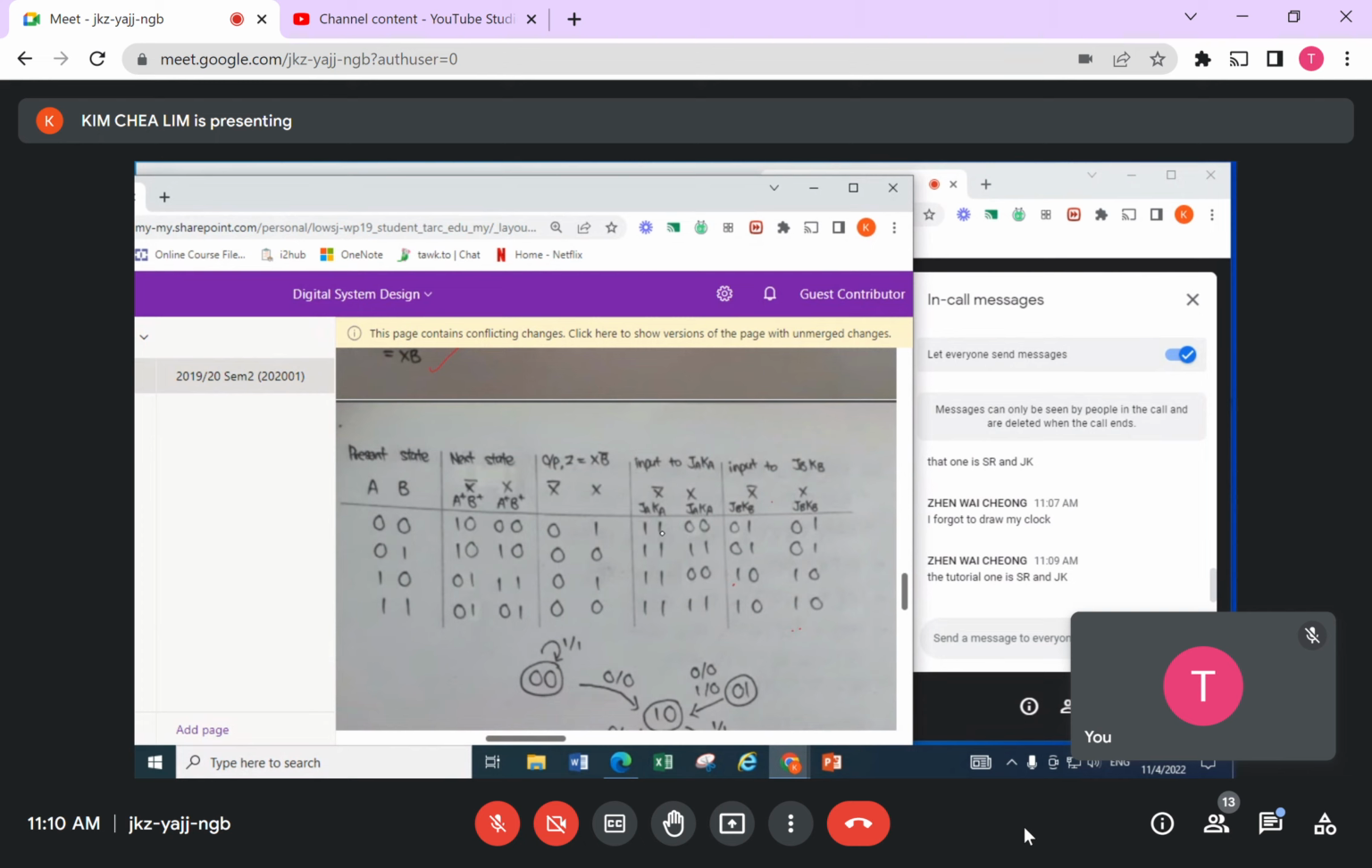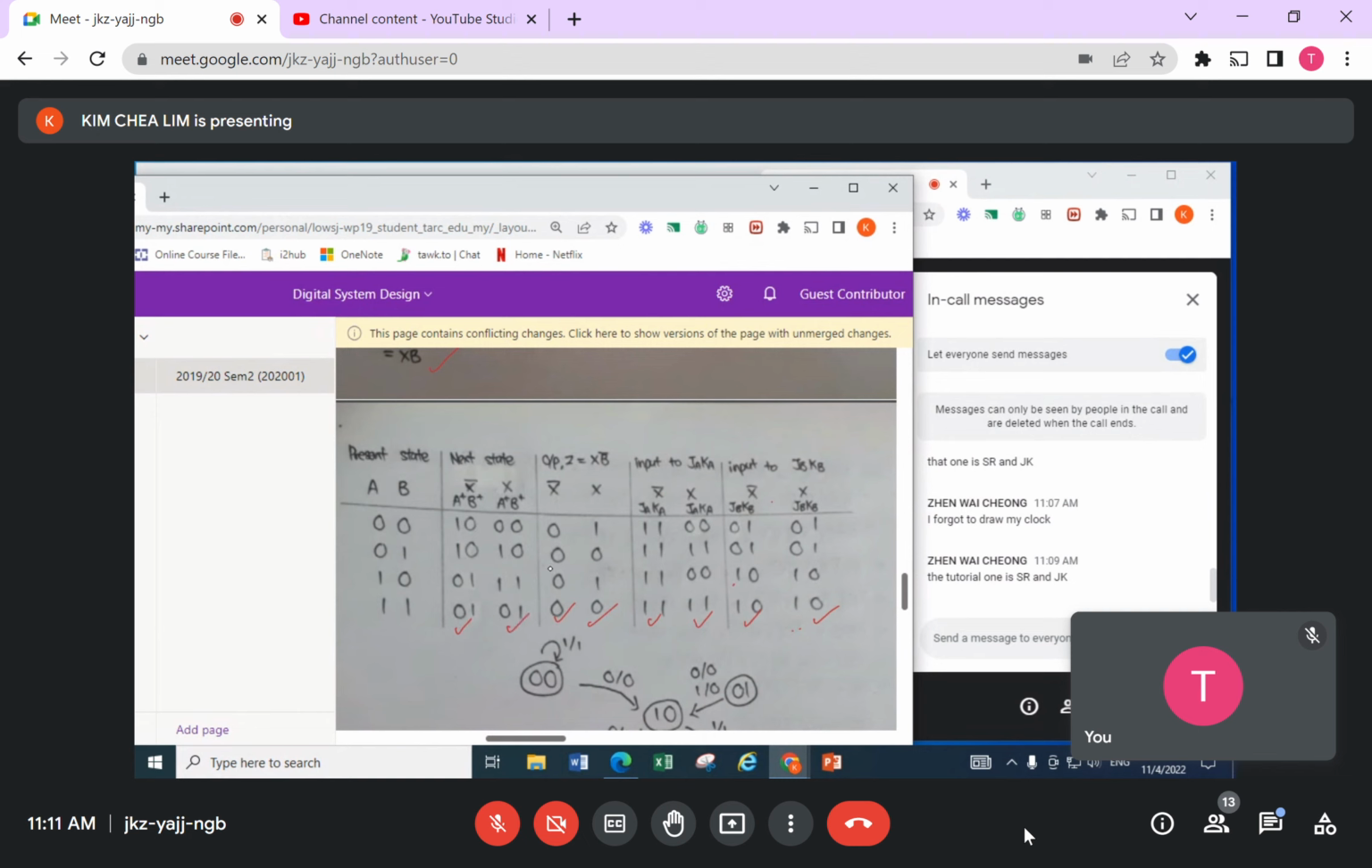I go for this one first. 0, 0, then all 1, 1, 1. 0, 1, 0, 1, 1, 0, 1, 0 for my B. Then my Z. This is my next state: 1, 0, 1, 0, 0, 1, 0, 1, 0, 0, 1, 0, 1, 1, 0, 1.